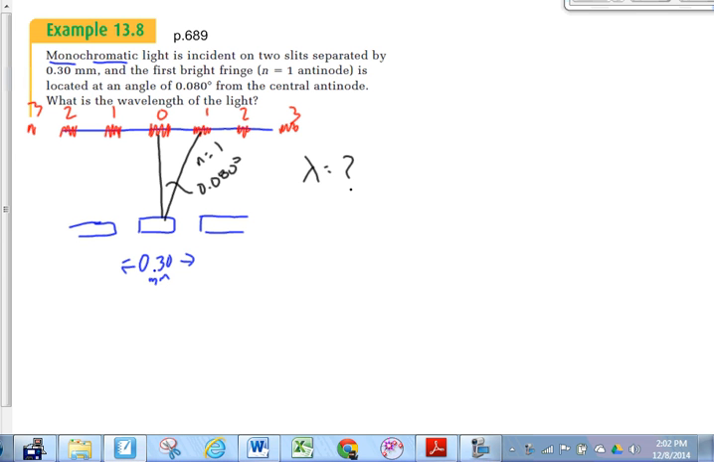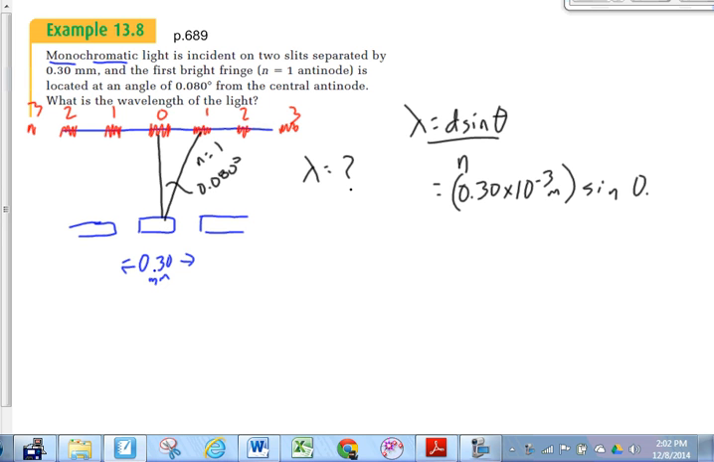So let's give it a shot here. d sine theta over n. d is 0.30 times 10 to the negative 3 because we want to be in meters. My angle here is ridiculously small. The cutoff, by the way, for the second equation is about 10 degrees. We're way, way, way below 10 degrees. So the second equation is valid. It's just that why would I bother trying to use it when I can use the first one here?